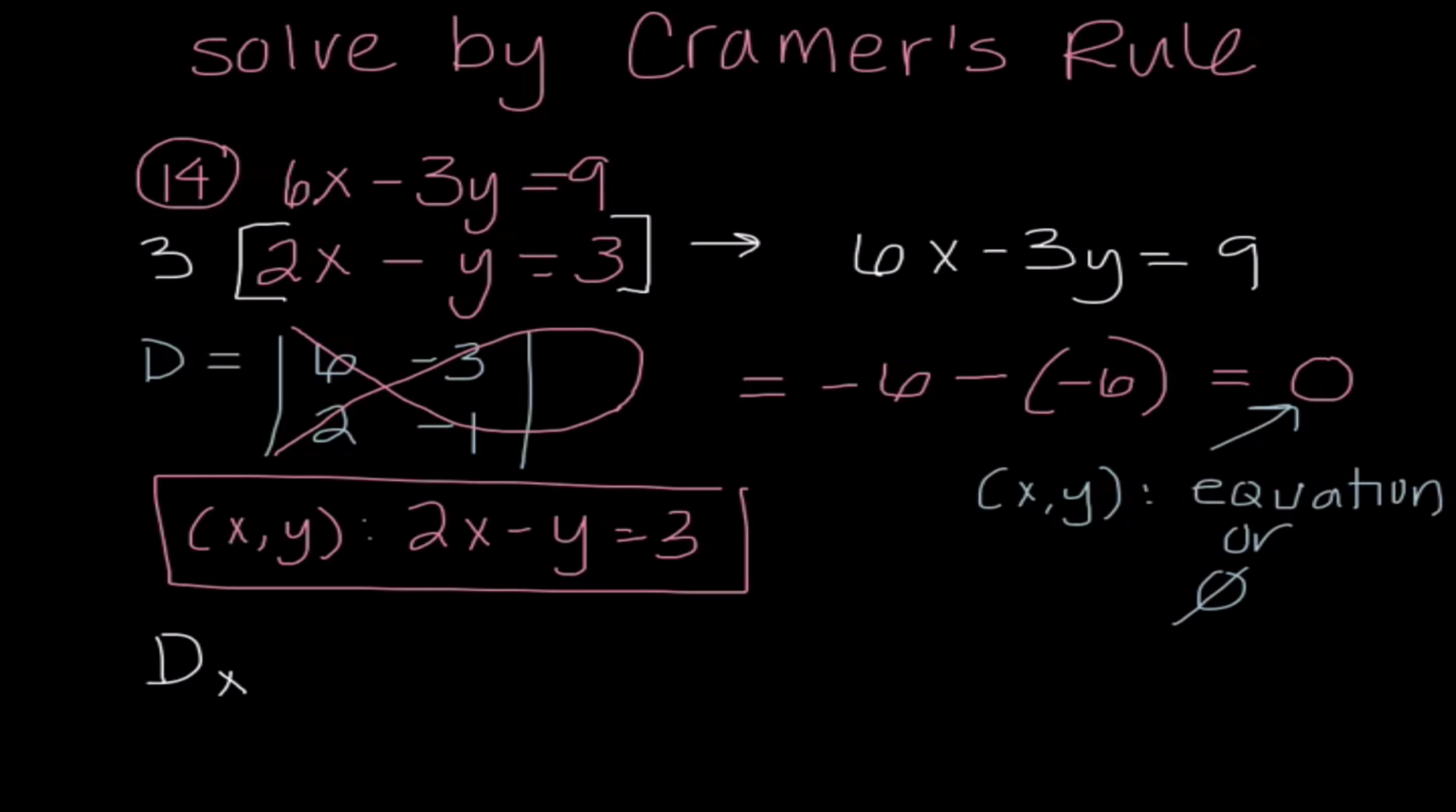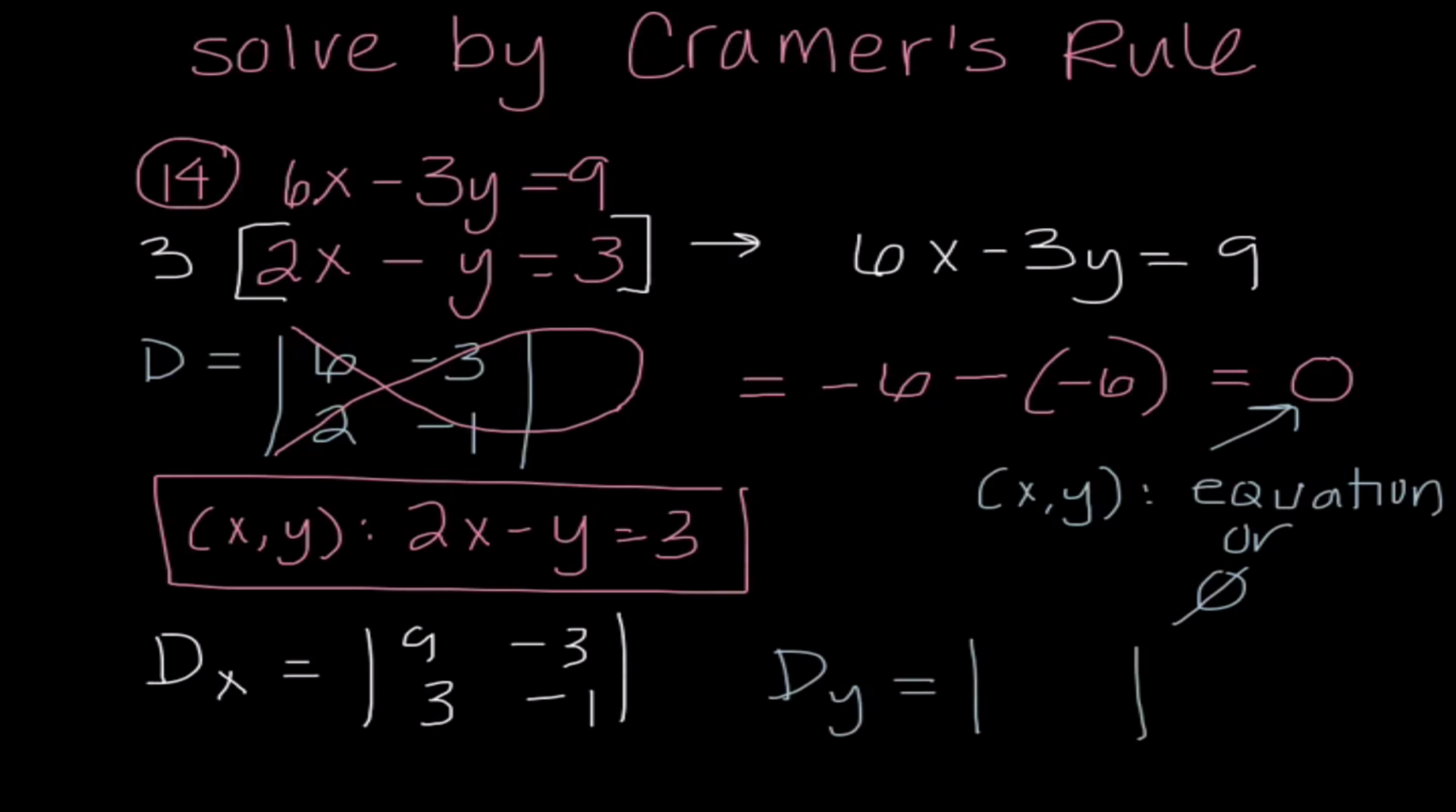However, if it said d sub x, remember this x means that I replace the x column with my constants. So I would have done 9, 3, negative 3, negative 1. If it had asked us to do d sub y, I would have replaced my y column with the constants. So that would have been 9, 3, 6, 2.